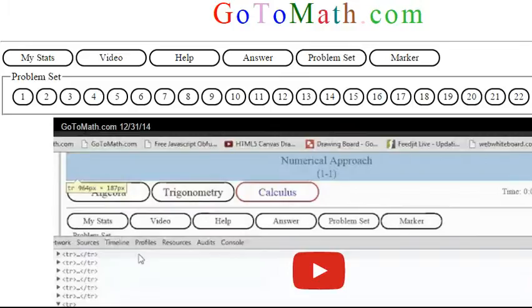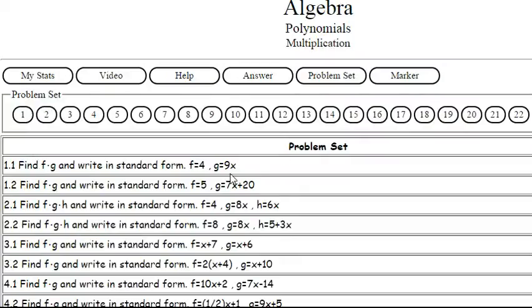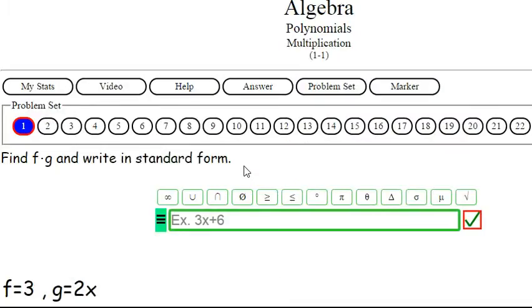Okay, we're over here at gotomath.com looking at some algebra. Click on the algebra. Let's go down to multiplication. We're multiplying polynomials. Alright, we'll click on the first one there.